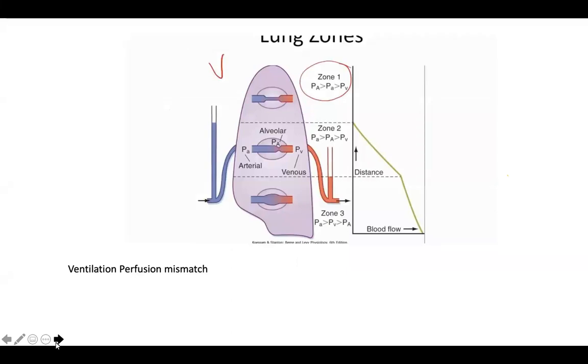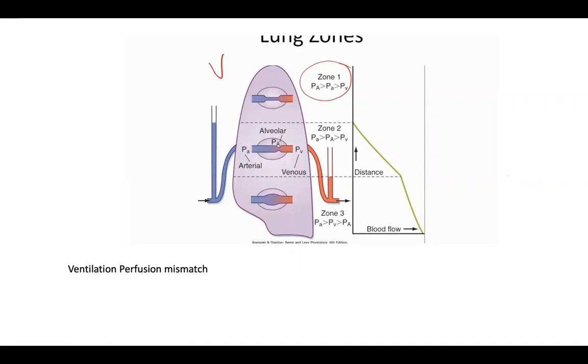So as we know, there are three lung zones. I'm sorry, the heading is cut off in the figure. As we go upward towards the apex of the lung, the blood flow decreases while the ventilation, the air content, increases. So in zone one, we see that PA, the pressure in the alveoli, is more than the arterial pressure, which is more than the venous pressure.